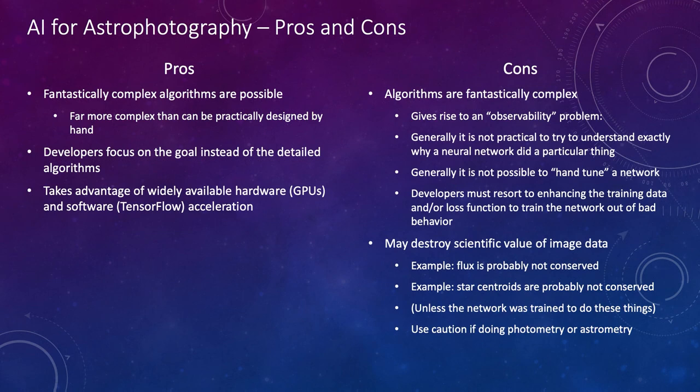And the other big con that I want to mention in this group is that it's very possible, running an AI algorithm on your data, for it to destroy the scientific value of that data. In fact, I almost guarantee it. The algorithms that have been trained so far don't get scored on how well they conserve flux, for example. So if you wanted to do photometry on an image that's been through one of these algorithms, it's going to be wrong, almost guaranteed. Similarly with star centroids, they're going to move. So if you're using your data for scientific purposes, I wouldn't run AI algorithms on them unless they were specifically trained to conserve star flux or conserve the positions of star centroids. Just use traditional methods if you're doing science.